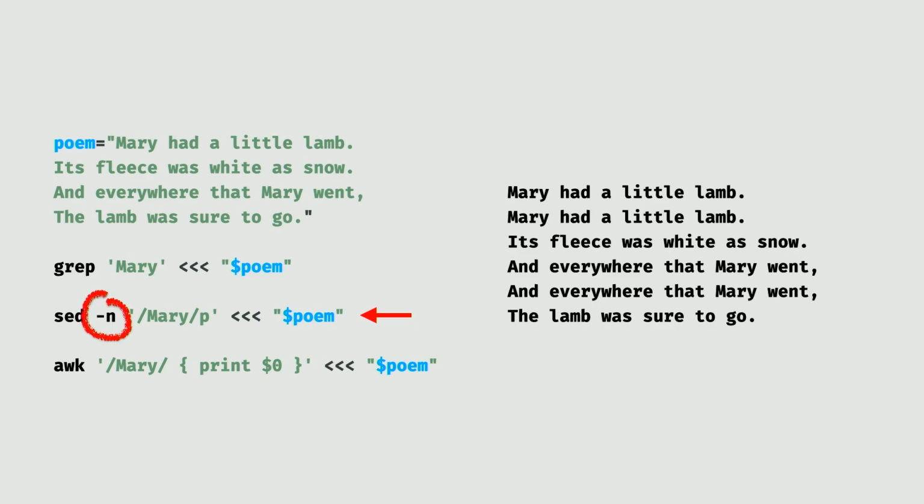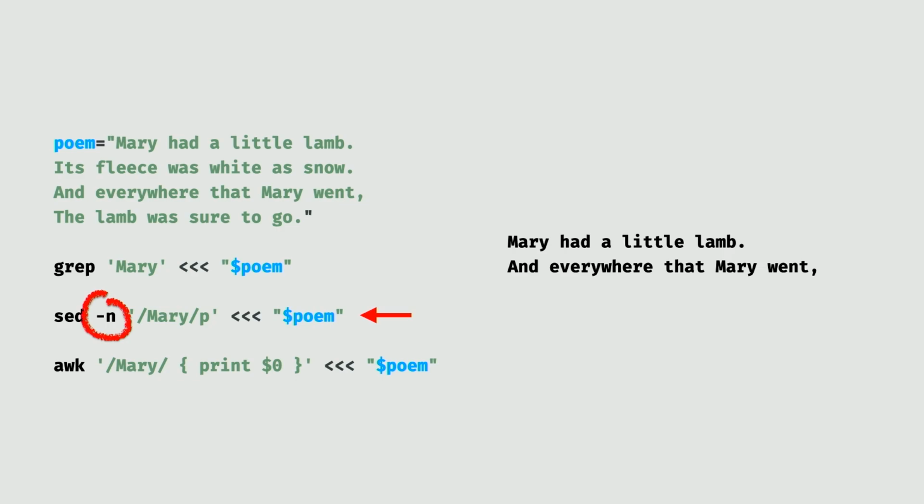That's why I need to include that -n option. It's telling sed, hey, you know what? Don't bother telling me which line you're processing next. I'm good. And with that combination of -n and P, I get what I'm really after, which are just the lines containing Mary.